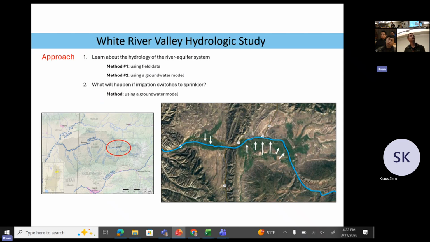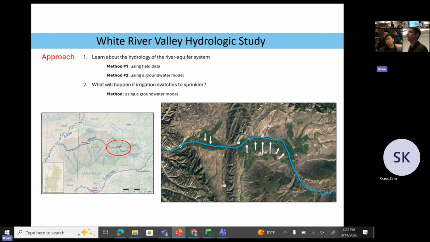Then we want to figure out with the groundwater model some more details of river groundwater interaction, what's happening in the individual fields with irrigation runoff and recharge. And then finally, once we have a model that works properly, we can use it for scenarios. What will happen if irrigation switches to sprinkler? We could also use the model to do other what if scenarios.